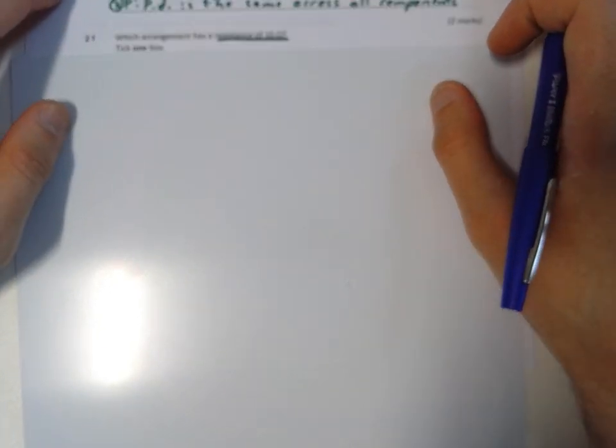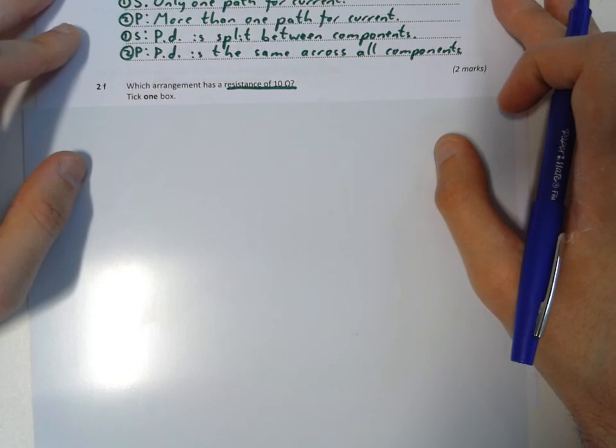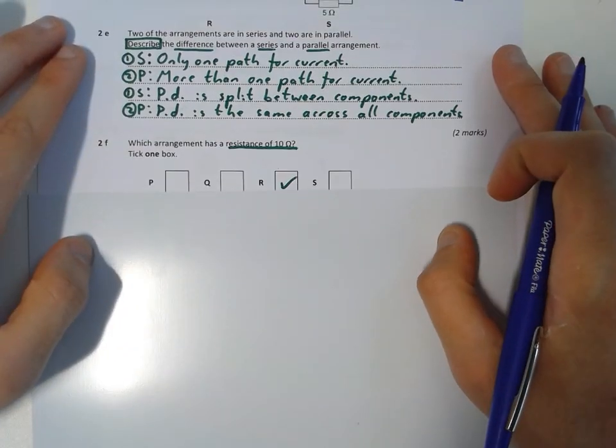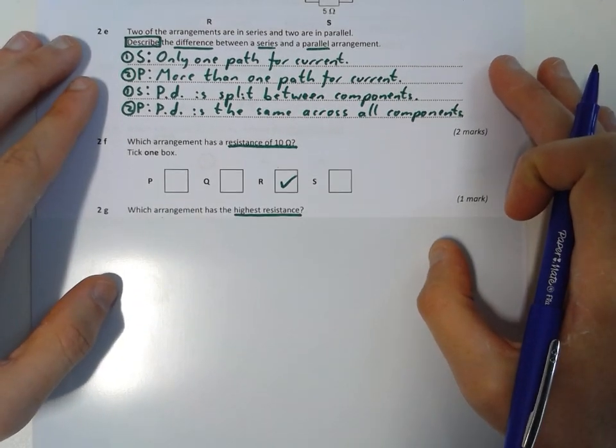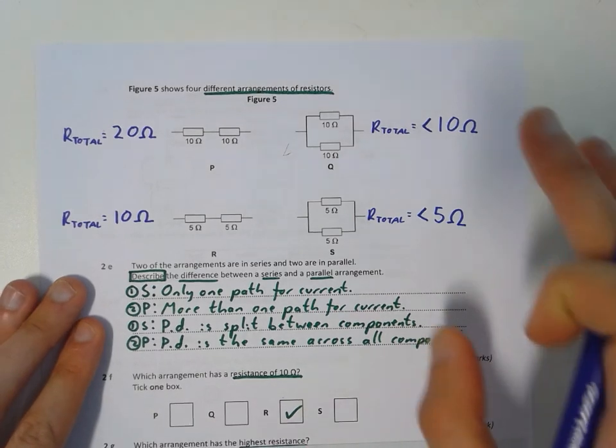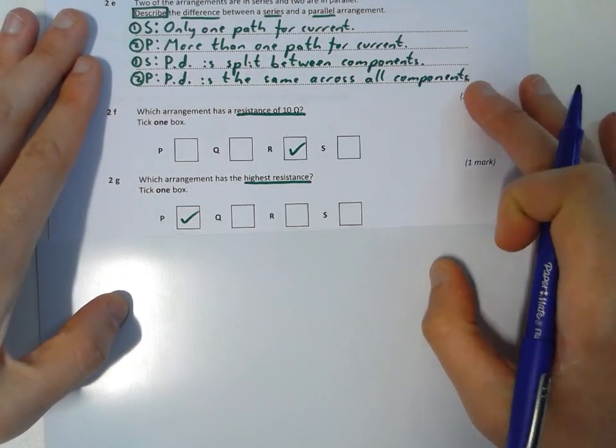Which arrangement has a resistance of 10 ohms? I've already worked that out up here. Well done me. That is R. Which arrangement has the highest resistance? Again, just looking at my 4 numbers I've worked out here. 20 is the highest number, so that is P.